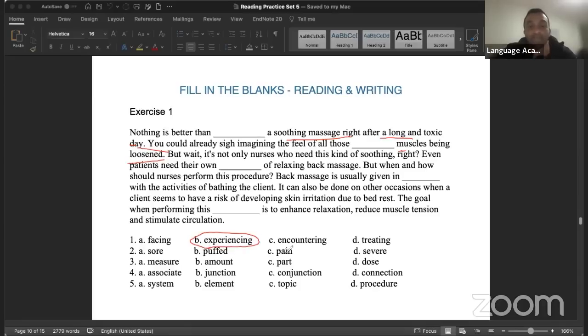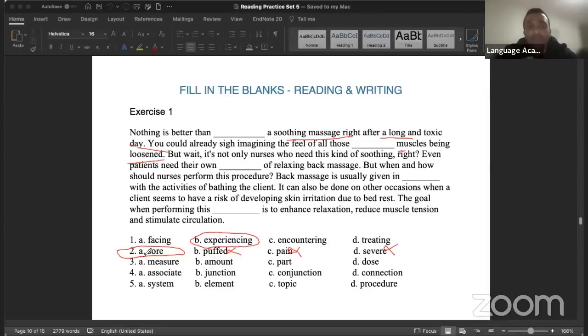Sore muscles, pain muscle, swear muscle. There is nothing like swear muscle. If it was painful muscle, then I might have put that, because there has to be an adjective over there. He is describing that it's either puffed or sore. Puffed means to run out of breath, which is not the case here. For example, we use the words huff and puff, or puffing around. So that won't be the right answer either. The right answer here will be sore muscles: after a long day, you will cure your sore muscles by getting a massage.